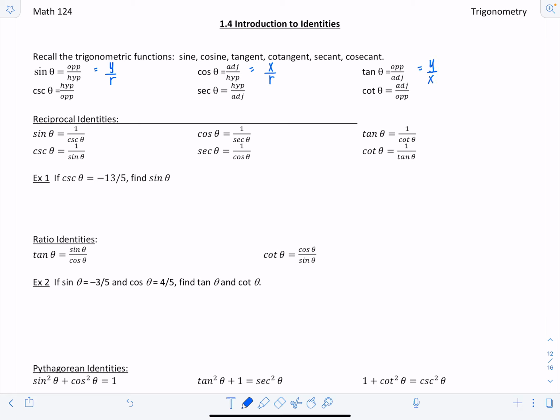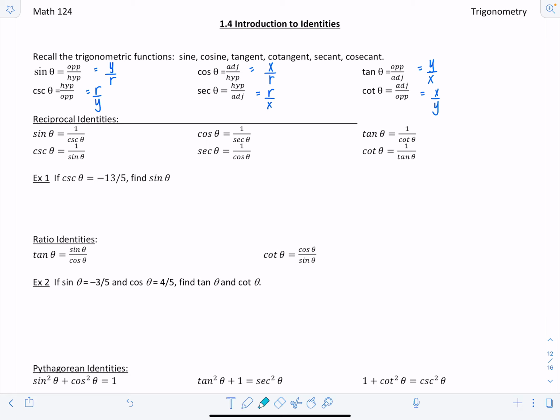Similarly, cosecant of theta is hypotenuse over opposite, which is r over y. Secant theta is hypotenuse over adjacent, which is r over x. And cotangent theta is adjacent over opposite, which is x over y. So here's our first set of identities, which I alluded to last time in the previous lesson, the reciprocal identities.